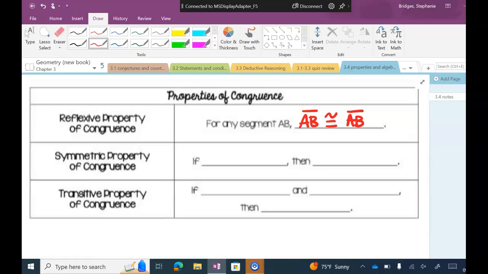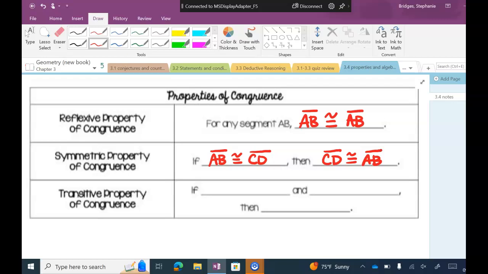For the symmetric property of congruence, we can say that if segment AB is congruent to segment CD, what did we do with the symmetric property? We just did what with them? Switched them. So we can switch that around and say then CD would be congruent to segment AB. We have to remember which ones we can use in congruence and which ones we can't, because that will help us know what steps to take next in our proofs.